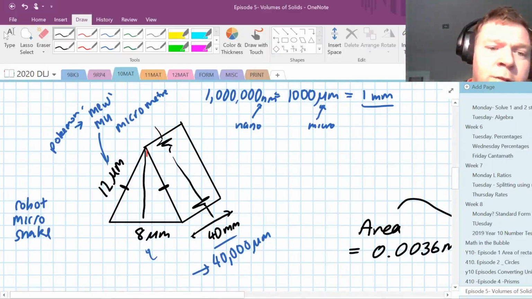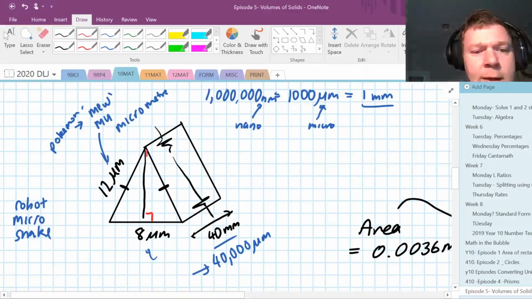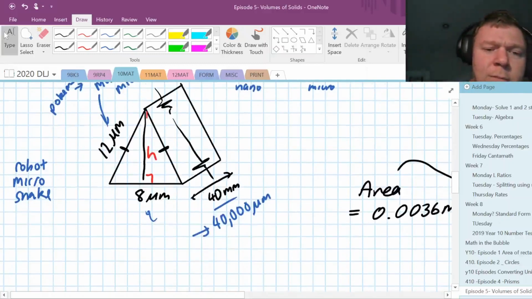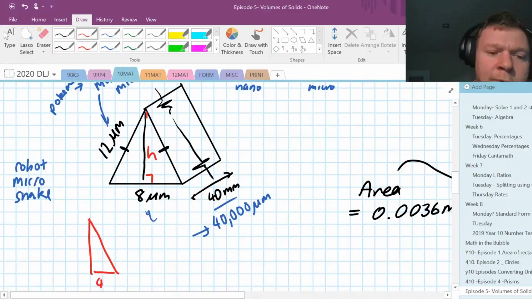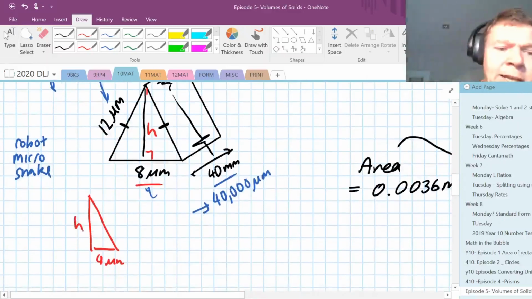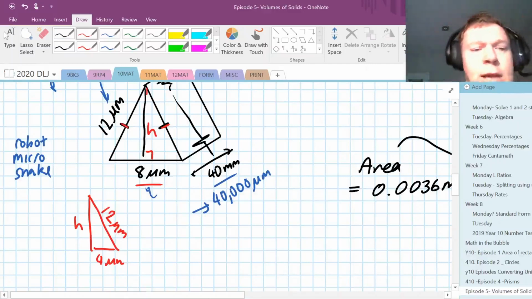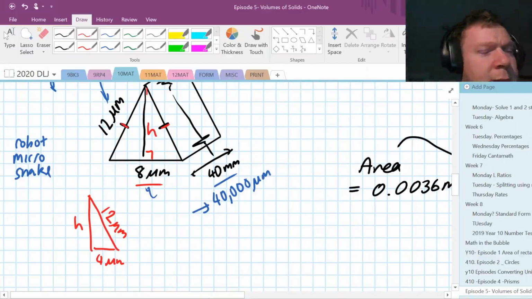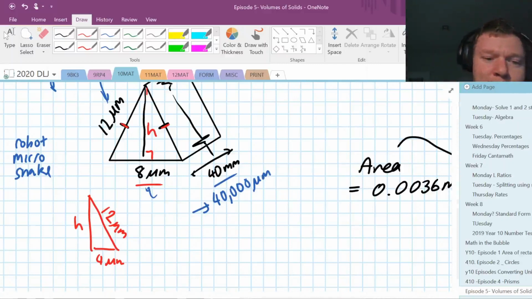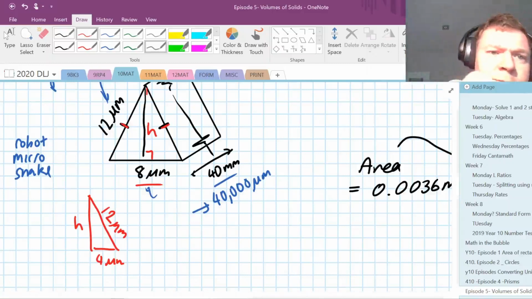So we got this isosceles triangle, right? So there's a right angle triangle in there, and we can use that to find our height. So if I redrew that triangle, we would have 4 micrometers because we're halving 8. We'd have the H side, and then we'd have 12 micrometers on the other side, because remember those two lines mean that those sides are the same length. Right, so to work out H, we need to use Pythagoras.